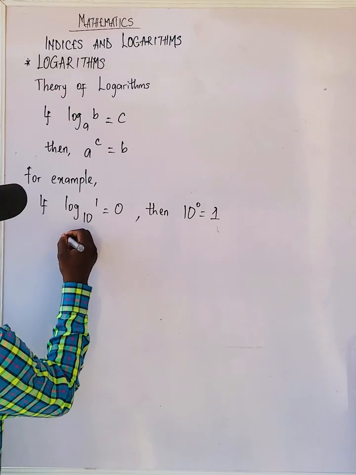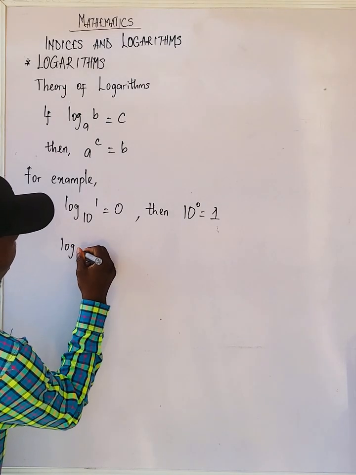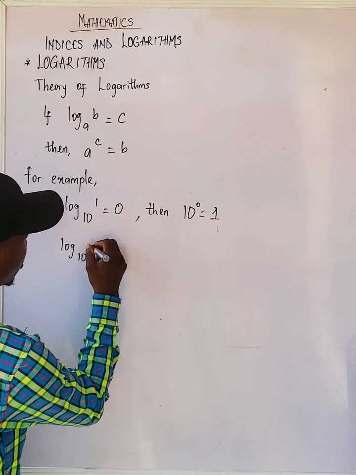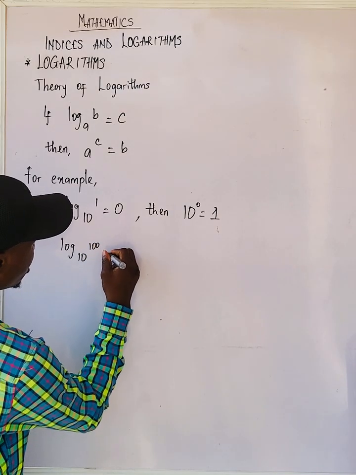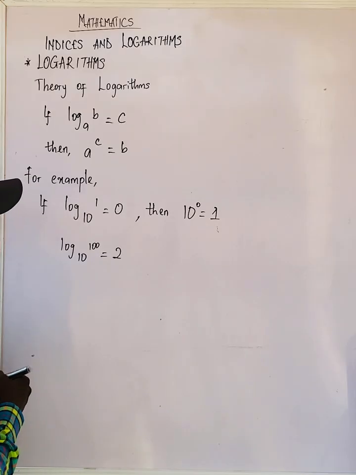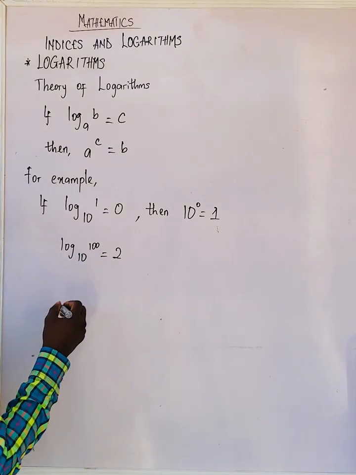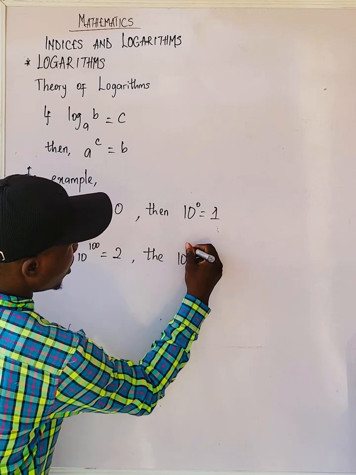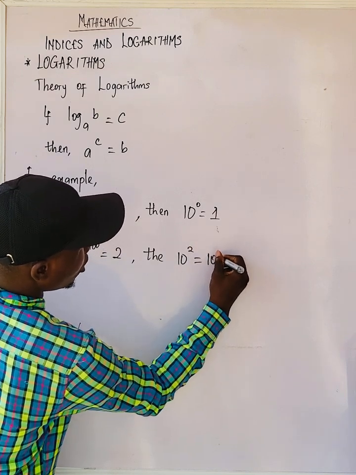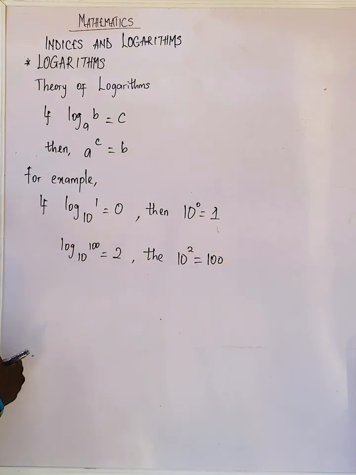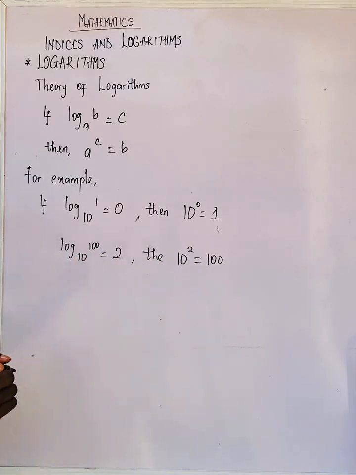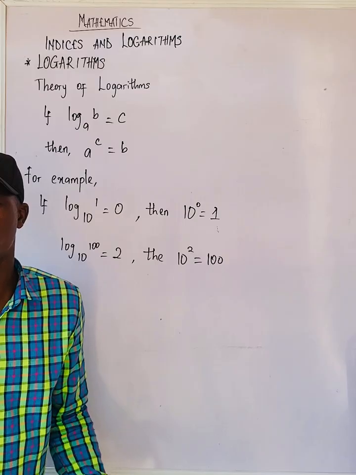Let's go again. Log 10 to the power of 100 is equal to 2. So what are they trying to say? Then 10 to the power of 2 is equal to 100. Then 10 to the power of this 2 is equal to what? 100. 10 squared is what? 100.